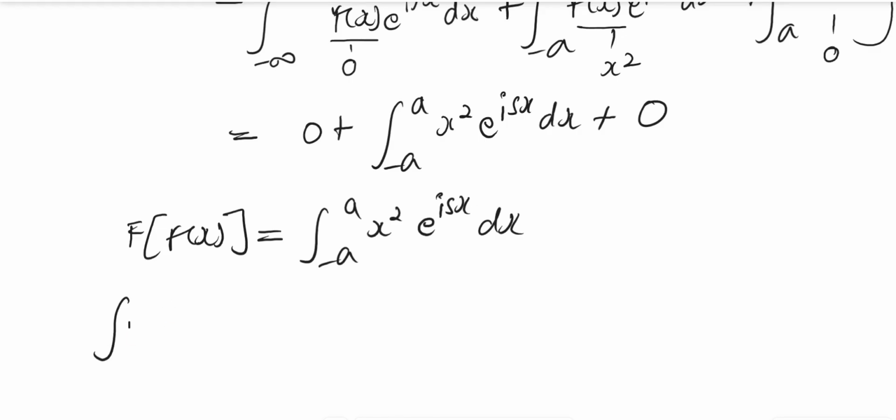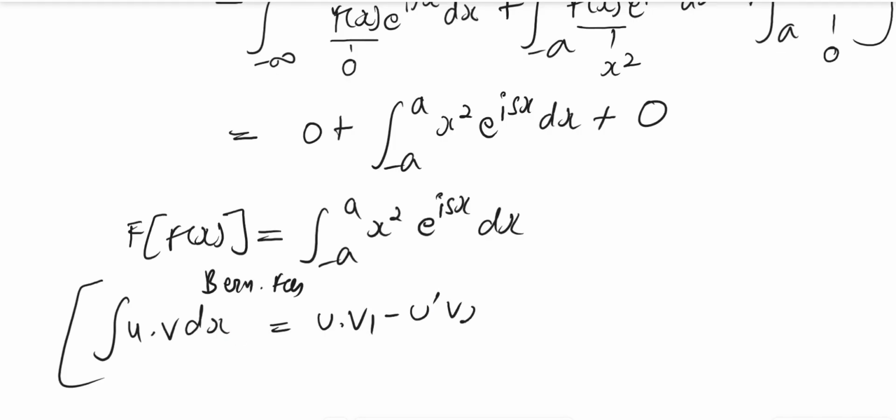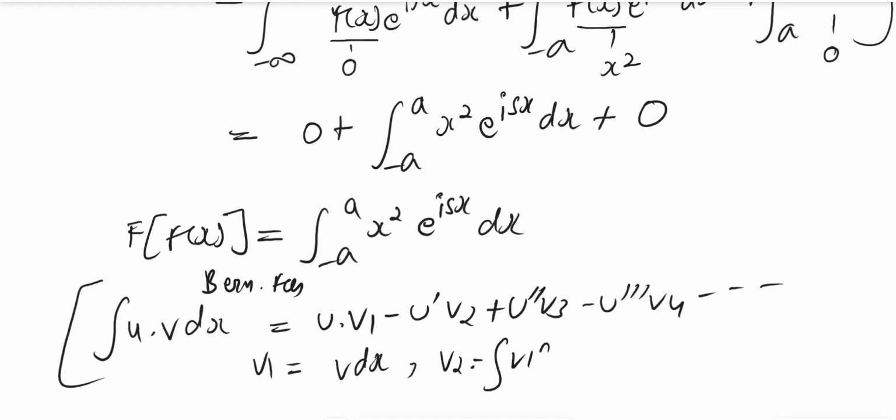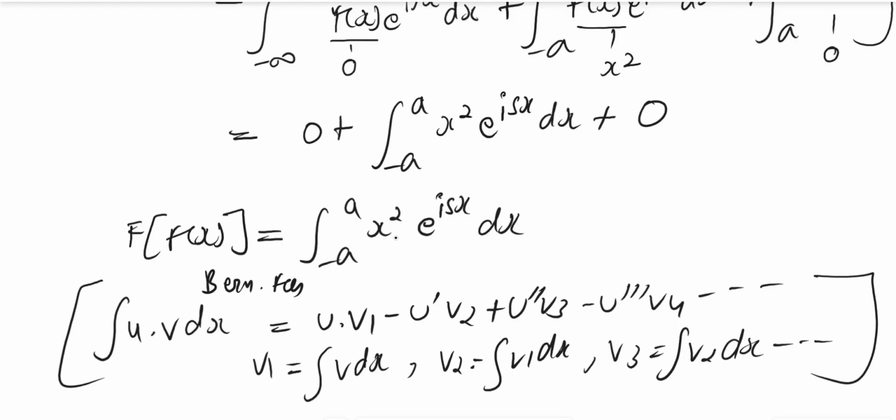Now, when we have to solve an integration in the u multiply v form dx, we use Bernoulli's formula, which is: integration of u multiply v dx is equal to u multiply v1 minus u dash v2 plus u double dash v3 minus u triple dash v4 and so on, where v1 is integration of v dx, v2 is integration of v1 dx and v3 is integration of v2 dx and so on. So using this, we will take x square as u and e raised to the power iota sx as v.